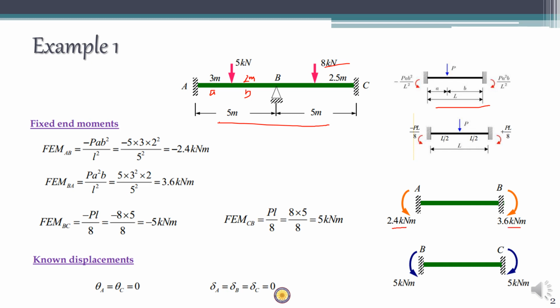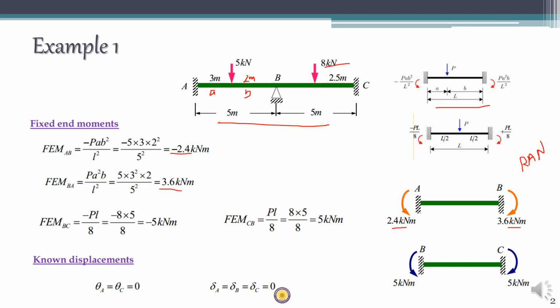right support. Now we have to use the sign convention, which is RACA: reactive anticlockwise moments are negative. You can see that at the left support the moment is anticlockwise, which means that the FEM is an anticlockwise moment, so 2.4 is going to be negative. On the right support the reactive moment is clockwise, which means that this is going to be positive. Similarly, you can find the FEM for span BC also.